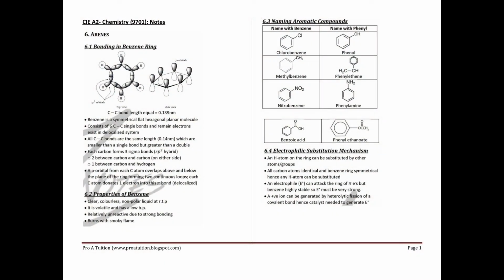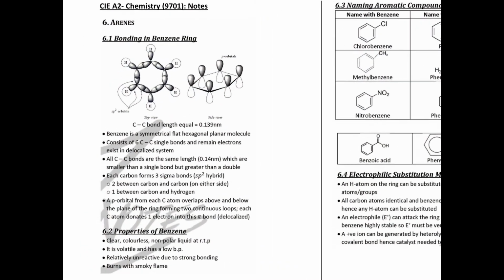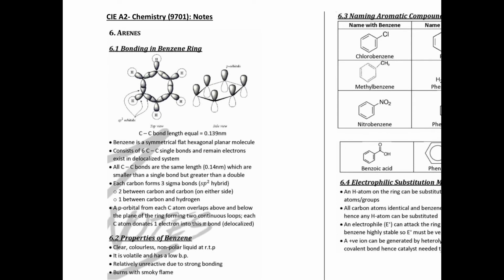Okay, now let's see. The first chapter here is arenes. So arenes is basically the benzene. Okay? Benzene. So that's why when they say arenes, they straight away start with the benzene ring here. So what is the benzene ring? The benzene ring is actually the structure of C6H6. Okay?